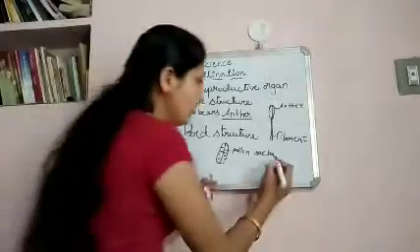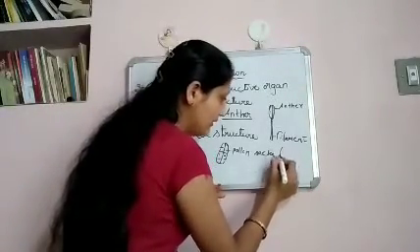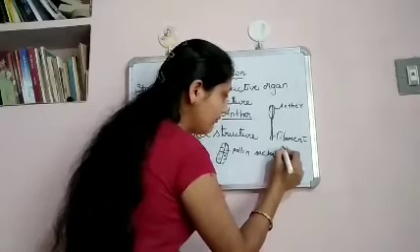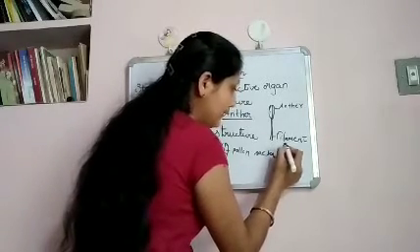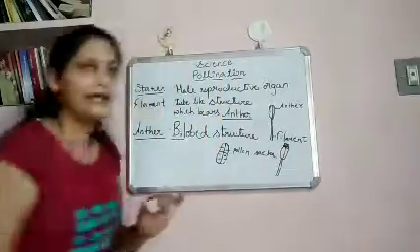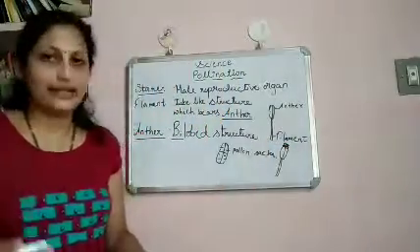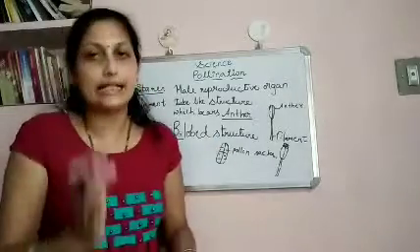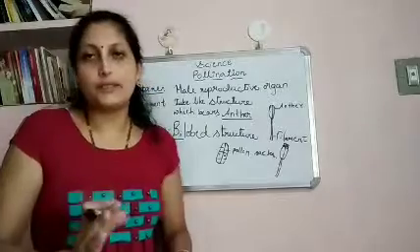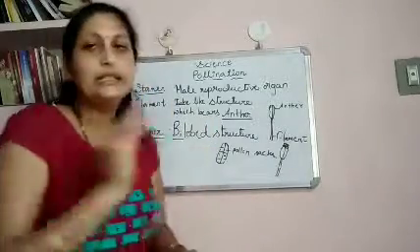Clear? So this is the filament. This is the anther. You can see that it has 2 lobes. It has 4 pollen sacs, 1, 2, 3, 4. Each pollen sac contains pollen grains, a yellow powdery substance. That is called pollen grains.